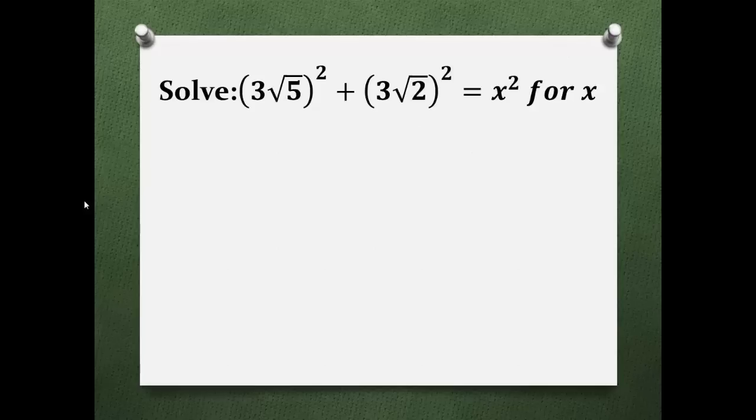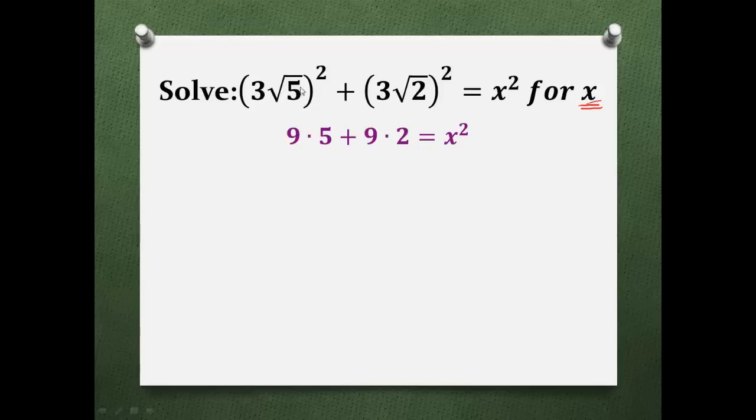This one's a little bit harder. We have to solve 3 times the square root of 5 quantity squared plus 3 times the square root of 2 quantity squared equals x squared, and we're solving it for x. So we need x to be singular, not squared, but to the first power. So first we figure out what this is.